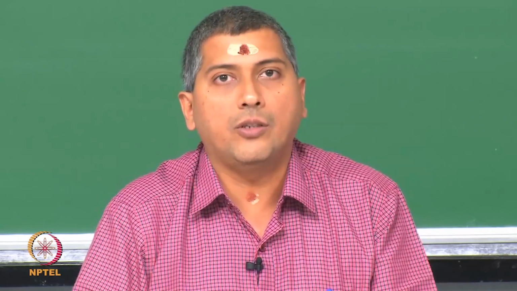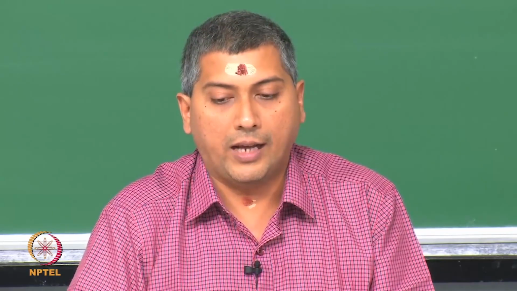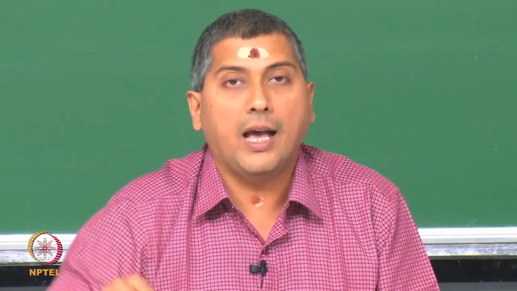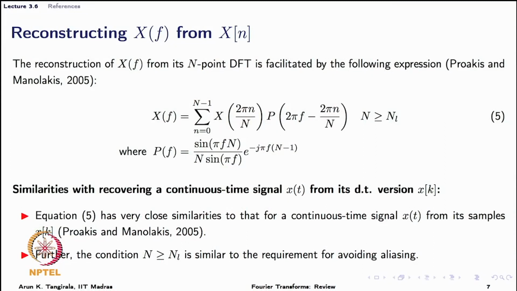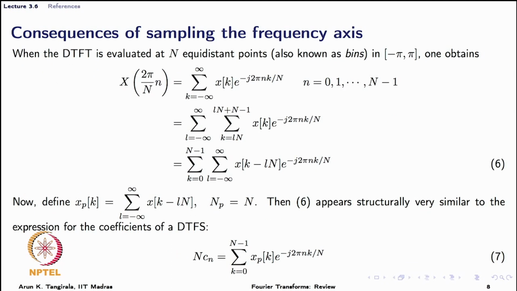That means you should at least have as many points on your frequency axis, assuming uniform spacing, as the number of observations that you have, which means I am allowed to evaluate at finer points, but then what is the consequence of doing that we will discuss shortly. First, let us understand what is the consequence of sampling the frequency axis.